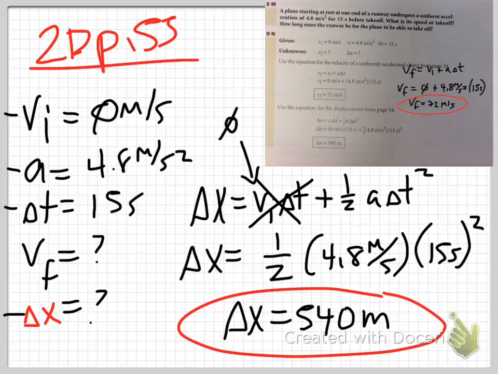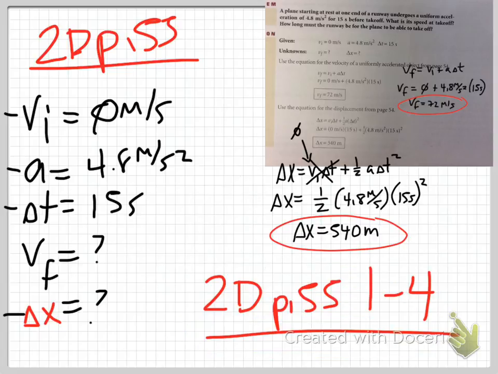Assigned are 1 through 4 on 2D. Okay, so assigned 2D, page 55, numbers 1 through 4, and I'll give you some time to get going.